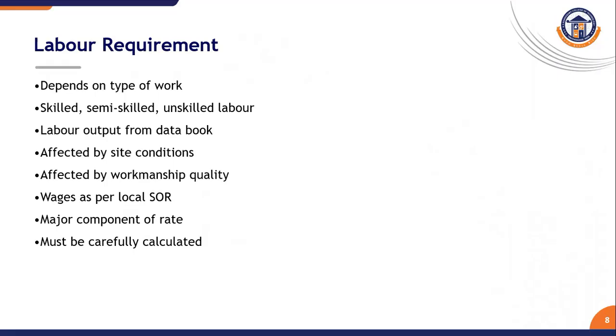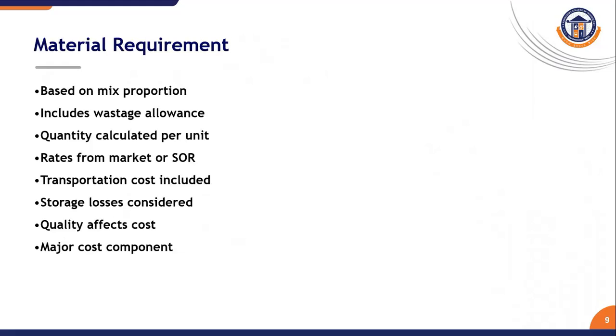Labor requirement. Labor requirement depends on the type and nature of the work. Different categories of labor such as skilled, semi-skilled and unskilled labor are considered. Labor output values are taken from the data book and wages are taken from the SOR or local market rates. Labor cost forms the major part of a rate analysis and must be calculated carefully.